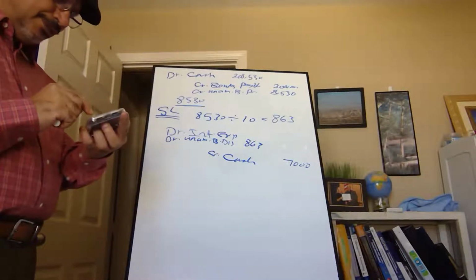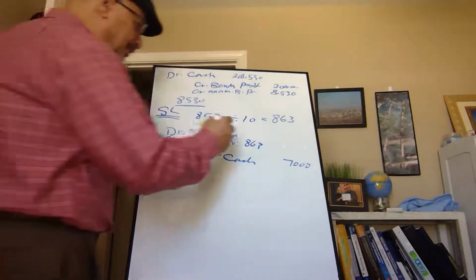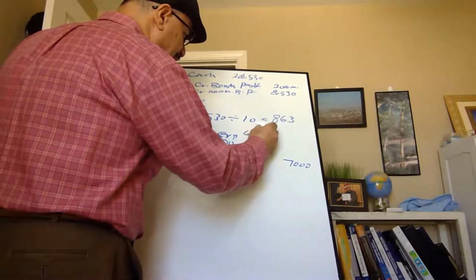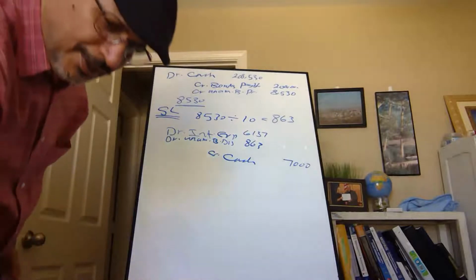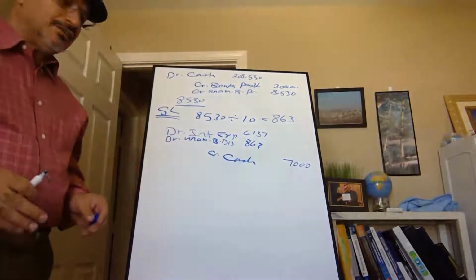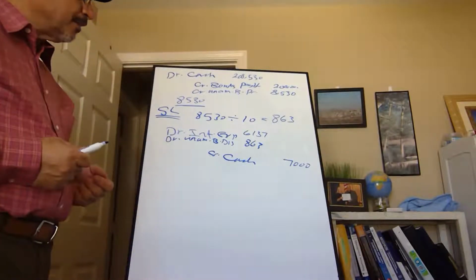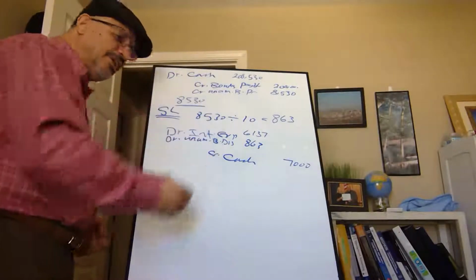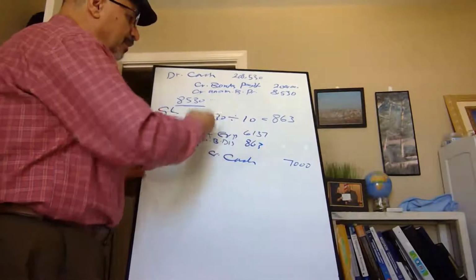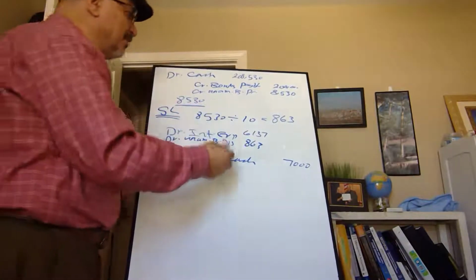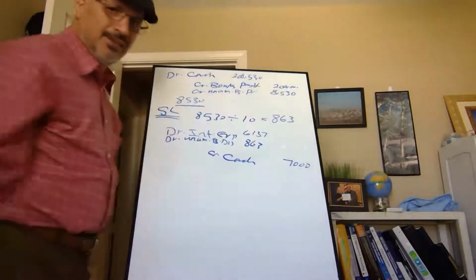Okay, minus 863 will give us 6,137. Since this is the straight line method of amortization of the bond premium, you're going to do the same journal entry every 6 months, because we divide the 8,530, the total premium, by the 10 periods. So you do the same thing until you amortize all the 8,530.